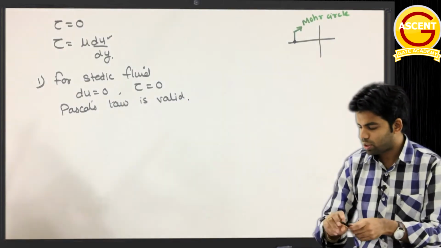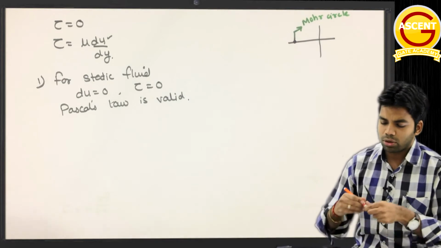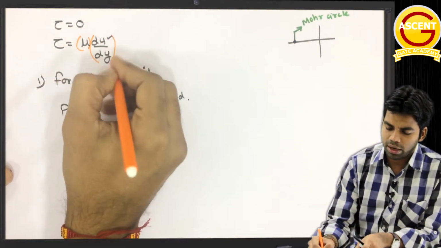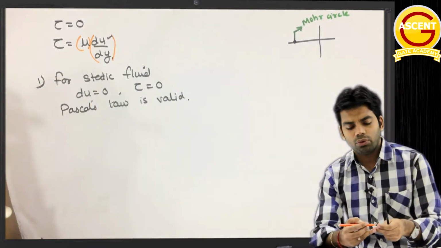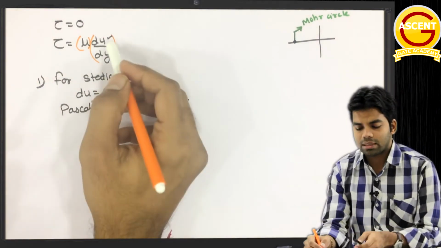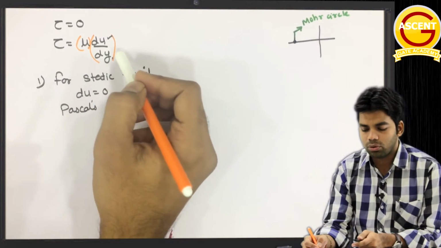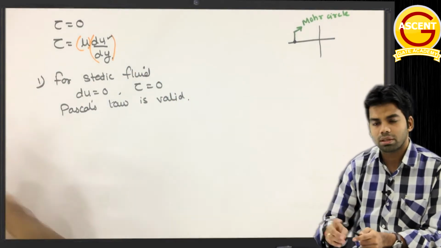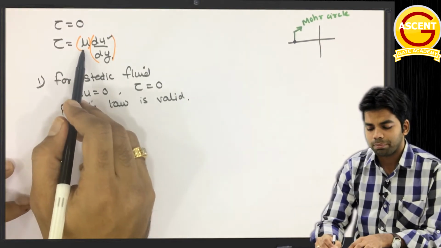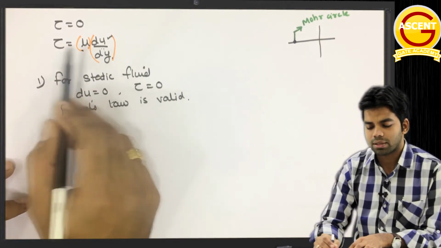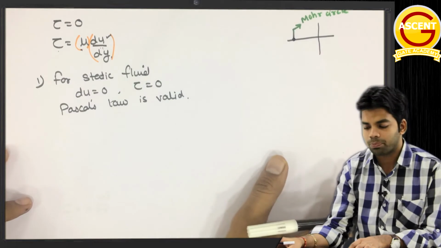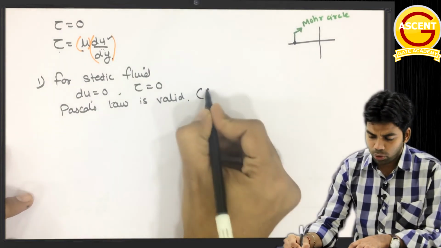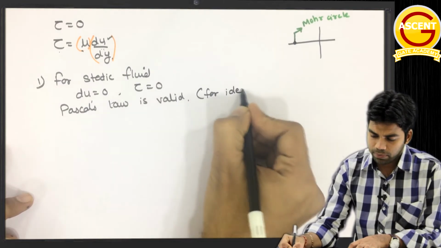Because see, two things are possible. Tau is equal to mu into du by dy, so either mu should be equal to 0 or du by dy should be equal to 0. If the fluid is a static fluid, then obviously du by dy is equal to 0, so whether mu is equal to 0 or not equal to 0, in both conditions du by dy is equal to 0, therefore tau should be equal to 0. So this Pascal's law is valid for both ideal as well as real fluid.